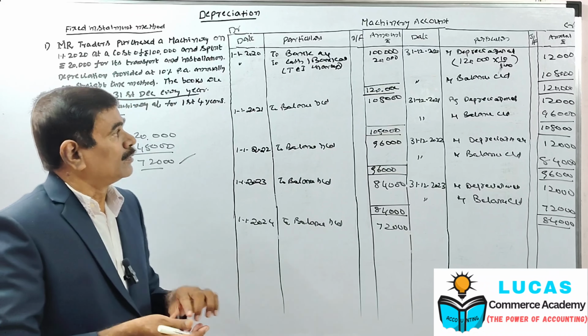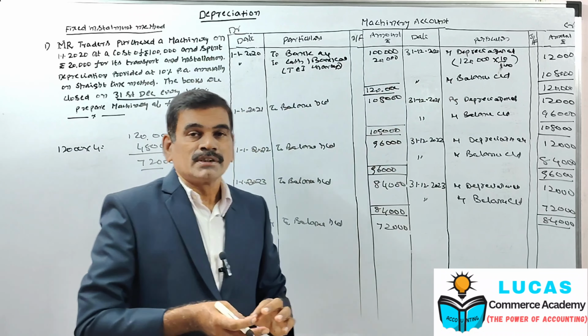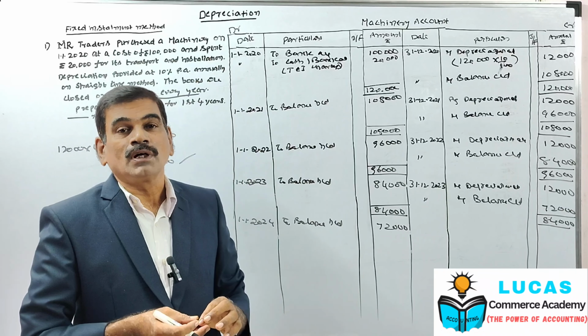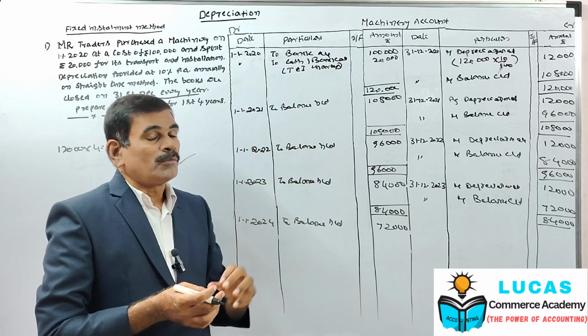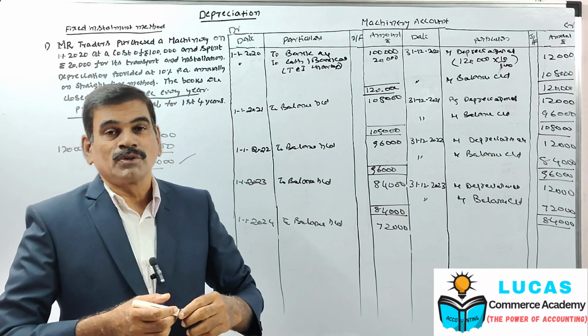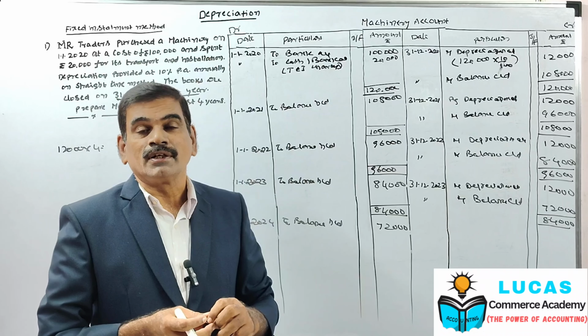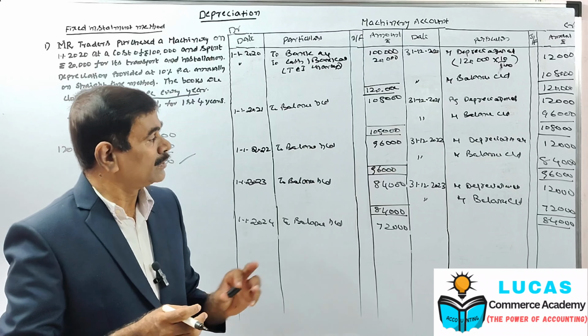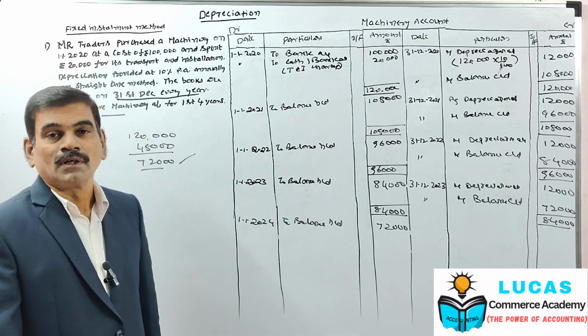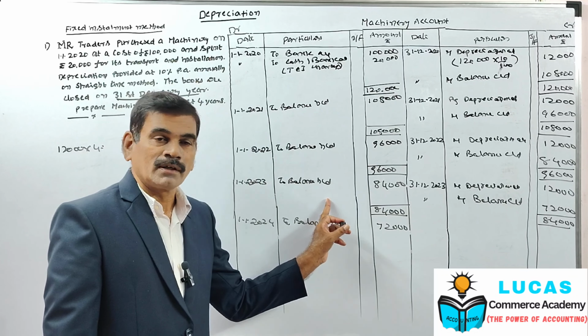Okay. So the entry for depreciation is depreciation account debtor to asset account. Then the amount of depreciation is to be transferred to profit and loss account at the end of the year. Okay. So that's all. This is the procedure for doing the problem.